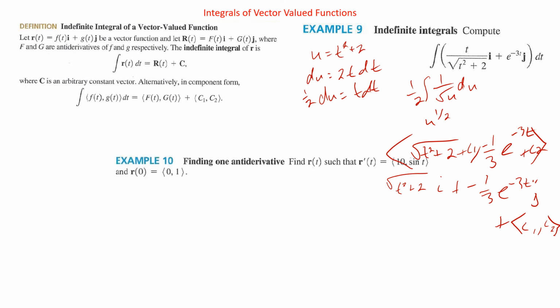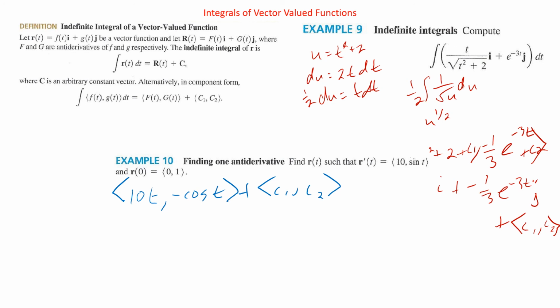Should have another one. So here, I'm going to have to erase just a little bit. I'll change color. So here, find one antiderivative. So here we get an initial condition. And so we're going to do the same thing. We have the antiderivative of 10 sine t. So the antiderivative of 10 is going to be 10t, comma, the antiderivative of sine is going to be negative cosine t, plus c1 comma c2, because we have that constant that we have to add, and this is going to be r of t equals this.